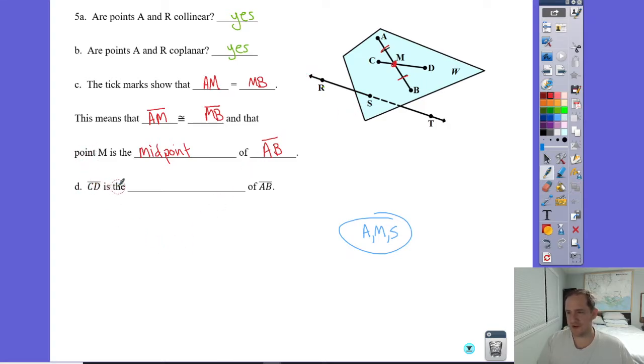Now it says CD is the blank of AB. Well, since CD is a line segment that's cutting AB exactly in half, it's called a bisector. Remember, to bisect is to cut into two congruent parts. And so CD does that to AB. It bisects it, so it's the bisector. And that's going to do it for number 5.